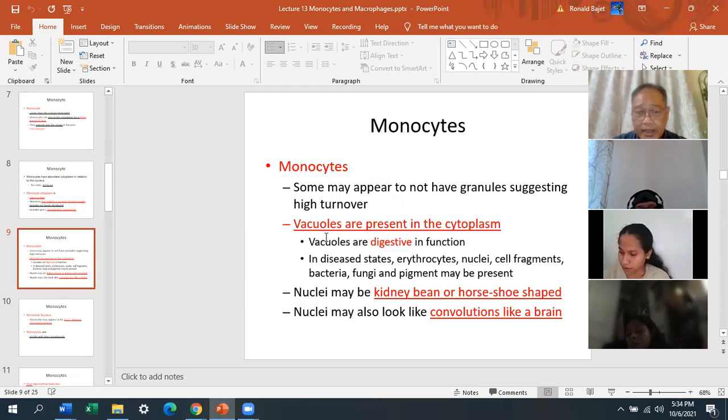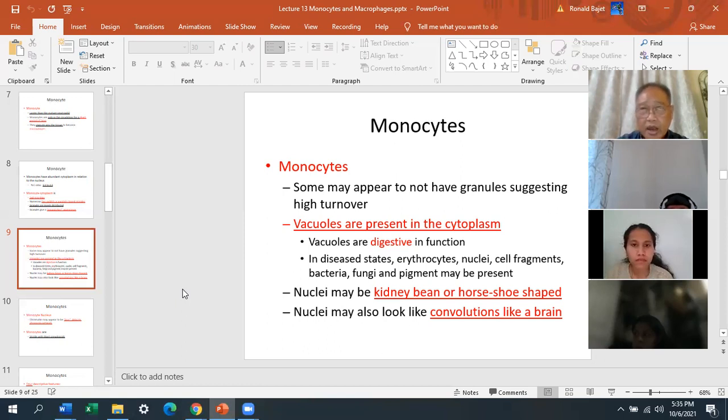Okay. The nucleus of a monocyte can be folded. Remember I said, as opposed to a lymphocyte, it can be kidney bean or horseshoe shape. And the nuclei may also look like convolutions, like a brain. So the nucleus of a monocyte is very flexible, obviously from these descriptions, kidney bean or horseshoe shape, or convolutions like a brain, as opposed to a lymphocyte. Lymphocyte nucleus is pretty rigid, okay, and it's dark.